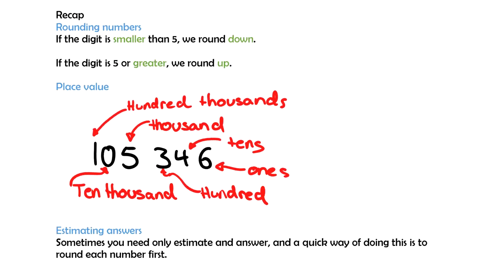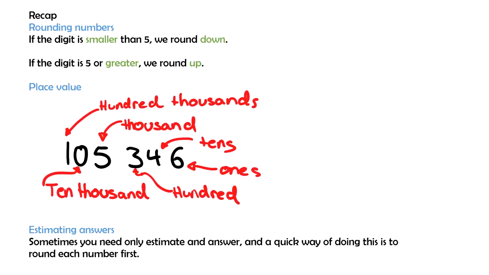So to recap the video, we've covered rounding numbers. If the digit to the right is smaller than 5, we round down. If the digit is 5 or greater, we round up. Now on your screen is a reminder about the place values. You have your 100,000s, 10,000, 1,000, 100, tens, ones, they're all there. And remember, we can use estimating numbers. We can use our skill in rounding numbers to simplify some of these harder problems and to get a quick answer if we don't need to be 100% accurate.